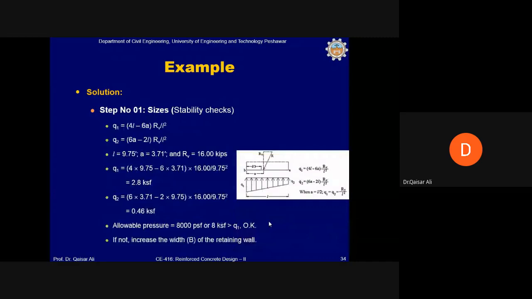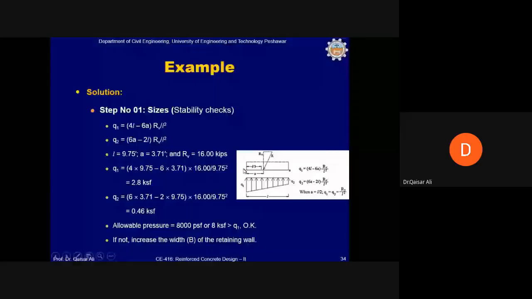Now we can also determine Q1 and Q2 in order to check the retaining wall against any soil settlement. Q1 is the bearing pressure below the toe, and Q2 is the bearing pressure below the heel. Q1 can be calculated from this equation. Everything in this equation is known to us. When Q1 is calculated from this equation, it comes out to be 2.8 kip per square foot.